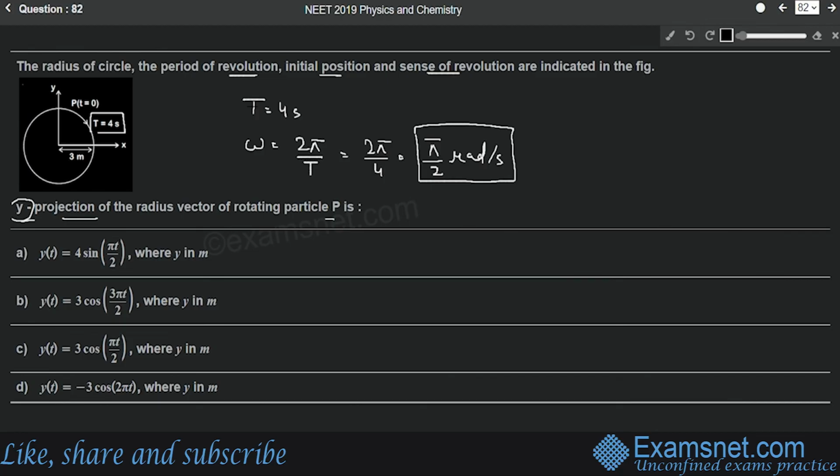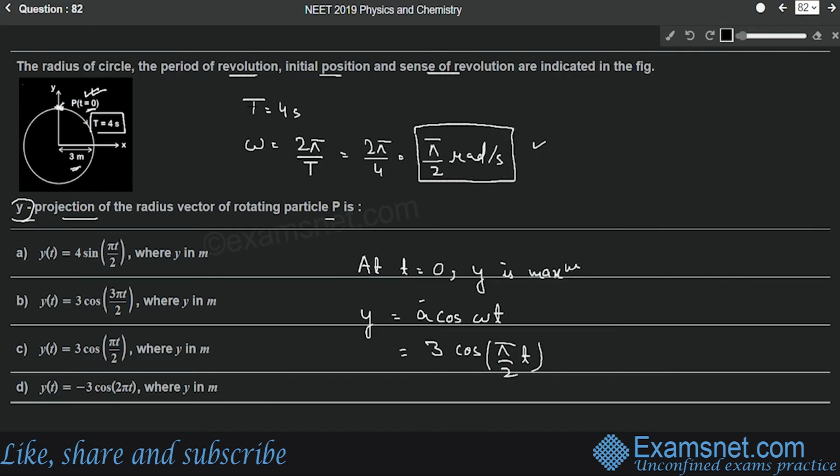Now if you look at this figure, you can see that at t equals 0, the value of y is maximum. So let's write it down here. At t equals 0, the displacement y is maximum. That means the value of y will be equal to a cos omega t, that is a cosine function. What is the value of a? A is equal to 3 meter, same as the radius. So a is 3, omega is pi by 2 radian per second, so pi by 2 into t.